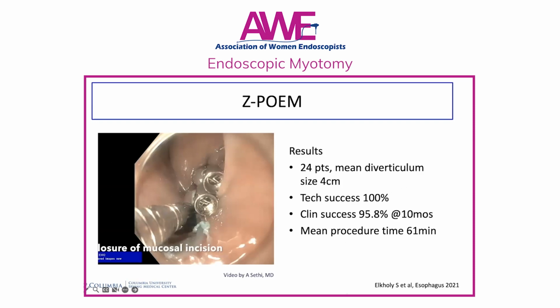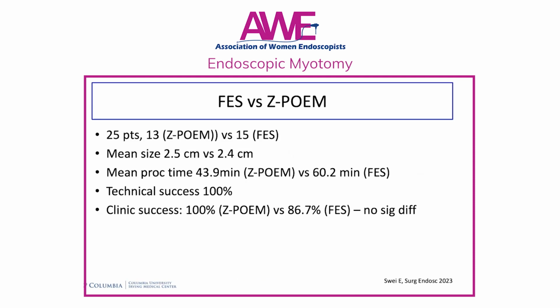In this study, Ashima Alkaloy, 24 patients with a mean diverticular size of 4 centimeters were treated with 100% technical success and 96% clinical success rate, with no significant difference in procedure time compared to other POEM procedures. How does this compare to our classical methods, such as flexible endoscopic septotomy?